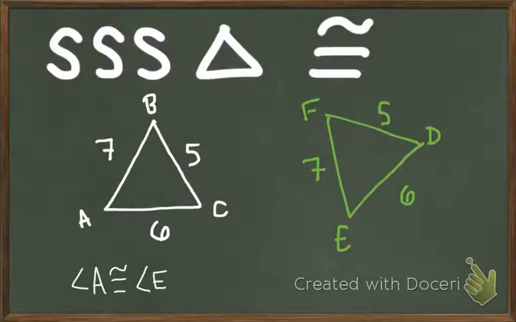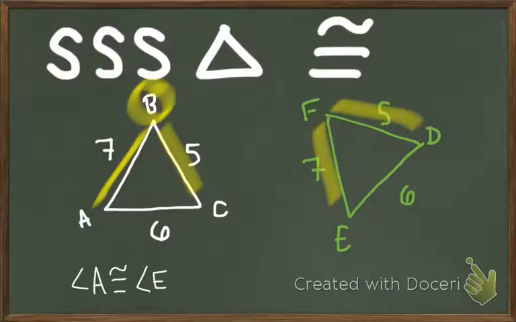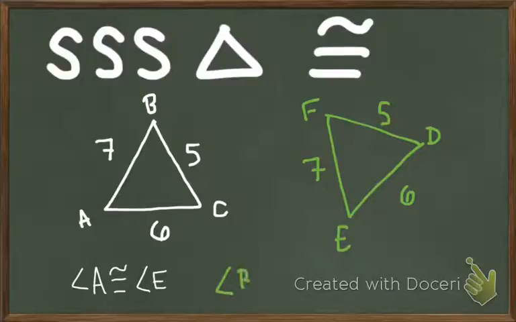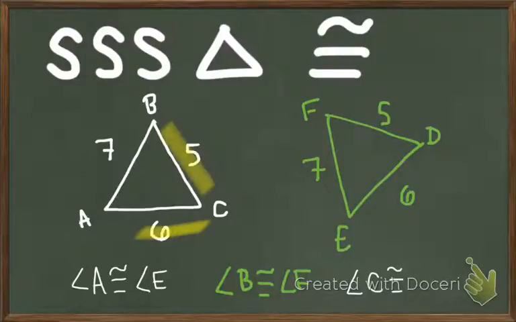We could work with another angle too. If we were wanting to focus on angle B, it's between the side length of 5 and 7. So the corresponding angle would also have to be between the side length of 5 and 7, so that's angle F. So we could say angle B is congruent to angle F. That means if angle B was 50 degrees, we automatically know that angle F is going to be 50 degrees. And last but not least, we know that angle C has to be congruent to the other angle that's between the 5 and the 6, so angle D.